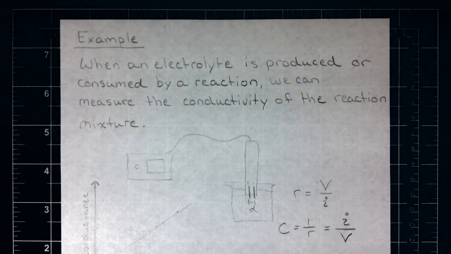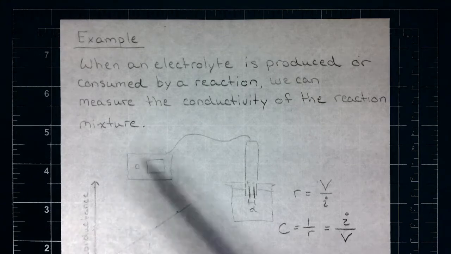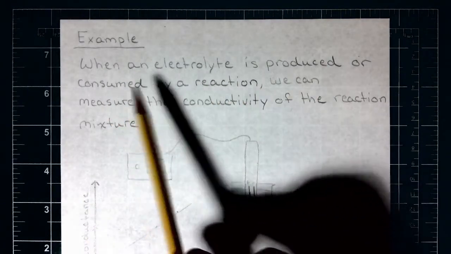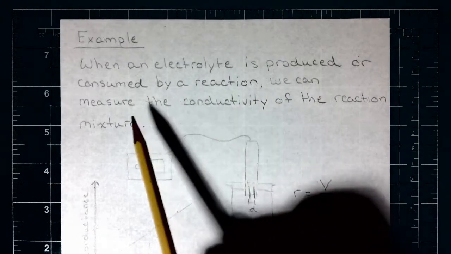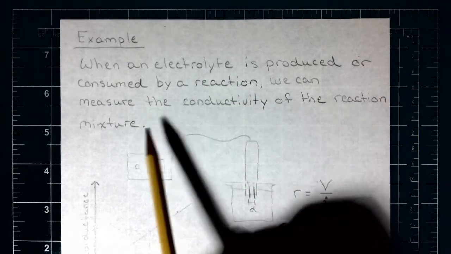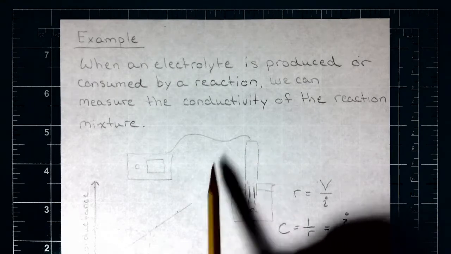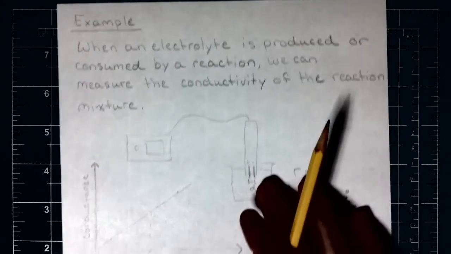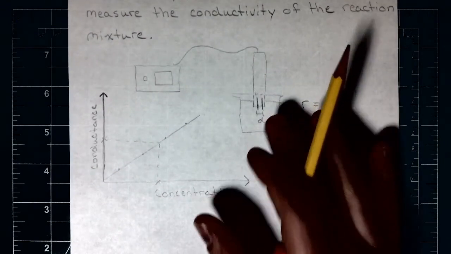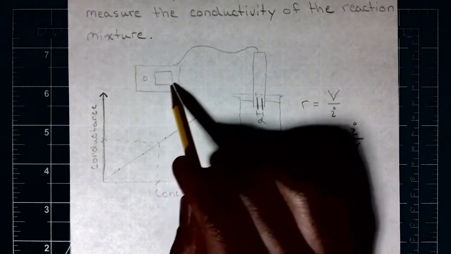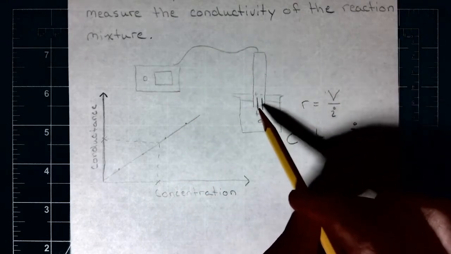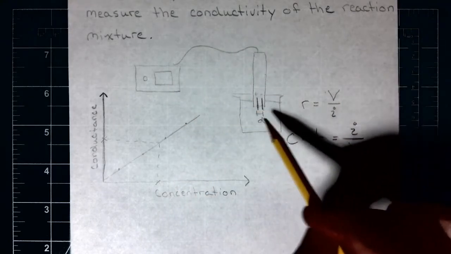Another example of using a property to measure concentration would be when an electrolyte is produced or consumed by a reaction. We can measure the conductivity of the reaction mixture. So we've seen that when electrolytes are produced, they increase the conductivity of the solution. And we have little devices called conductivity detectors. It's an electronic device, and it's going to connect to something we call a conductivity probe.